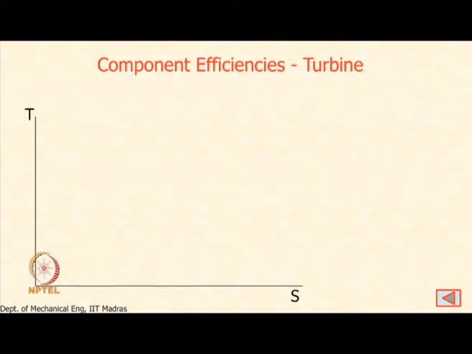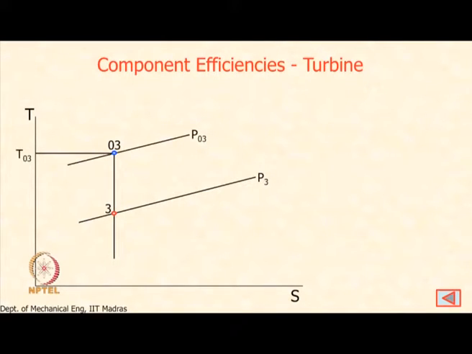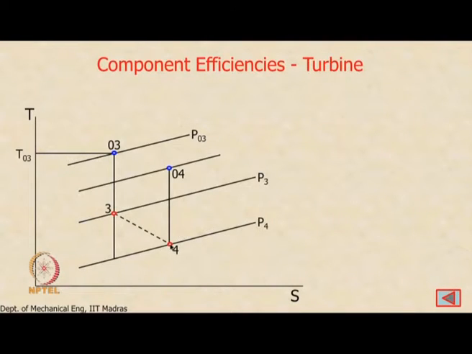Next component that we are going to look at is the turbine, and the TS diagram of the process in the turbine looks like this. So we start from static state 3, which is at a pressure P3, and the corresponding stagnation state is 03 with stagnation temperature T03 and stagnation pressure P03. So now we have an expansion process, as you can see. The expansion process shifts to the right. So the downstream state from the turbine is over here at a higher entropy, and this is the static pressure P4. Now the corresponding stagnation state is 04 with stagnation temperature T04 and stagnation pressure P04.